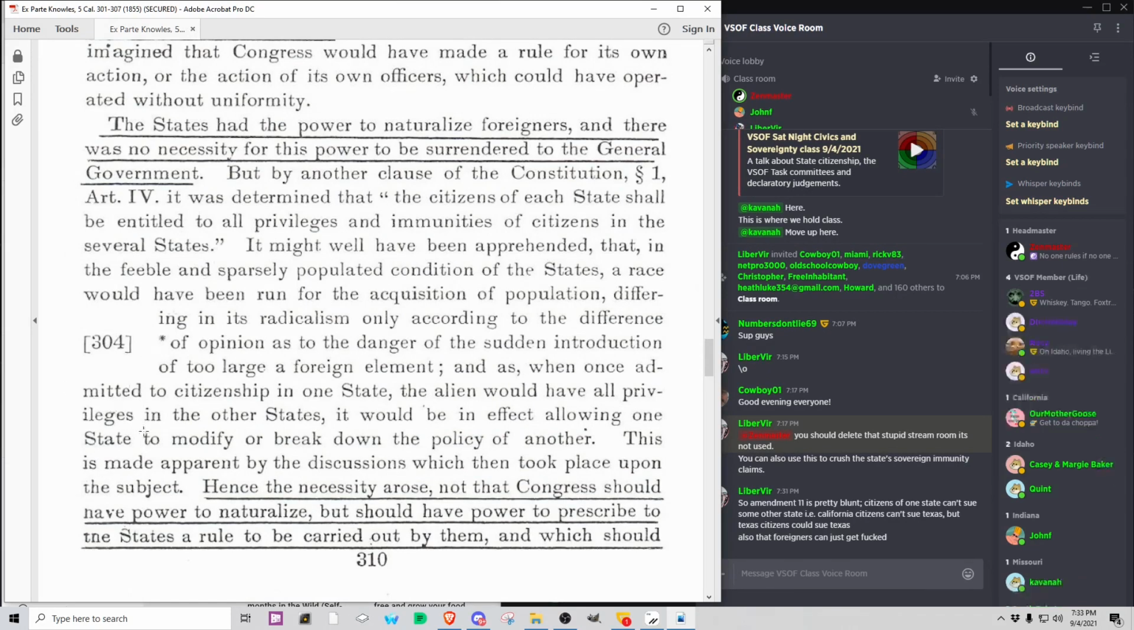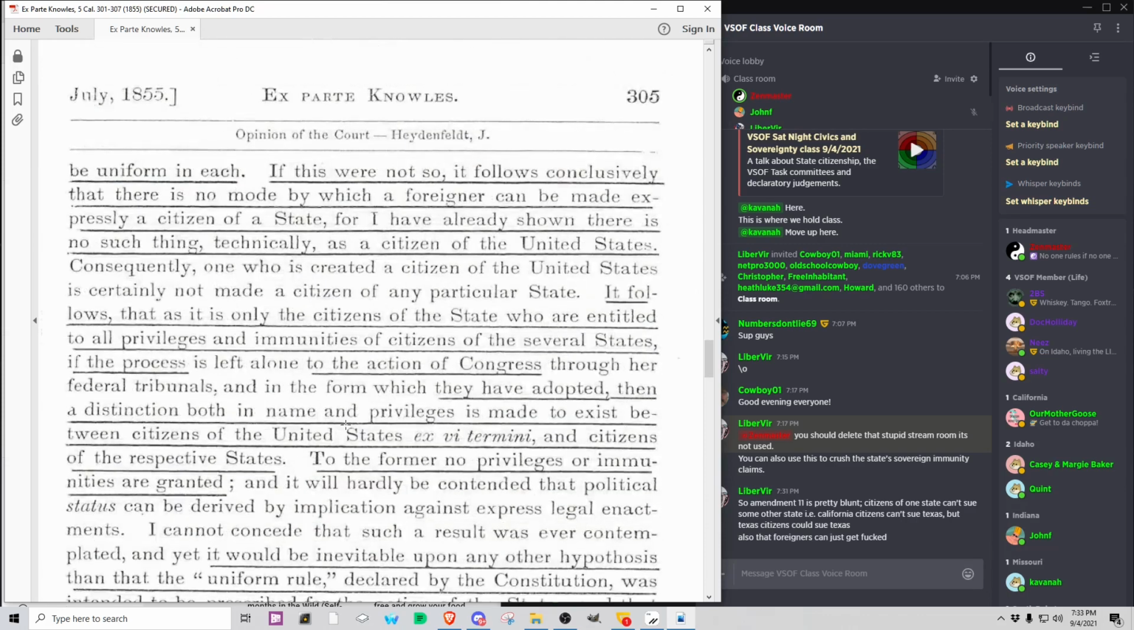Right, which was already mentioned in here. Since the necessity arose that Congress should have power to naturalize, but should have no power to prescribe to the states a rule to be carried out by them, and which should be uniform in each, if this were not so, it follows conclusively that there is no mode by which a foreigner can be made expressly a citizen of a state. For I have already shown there is no such thing technically as a citizen of the United States.